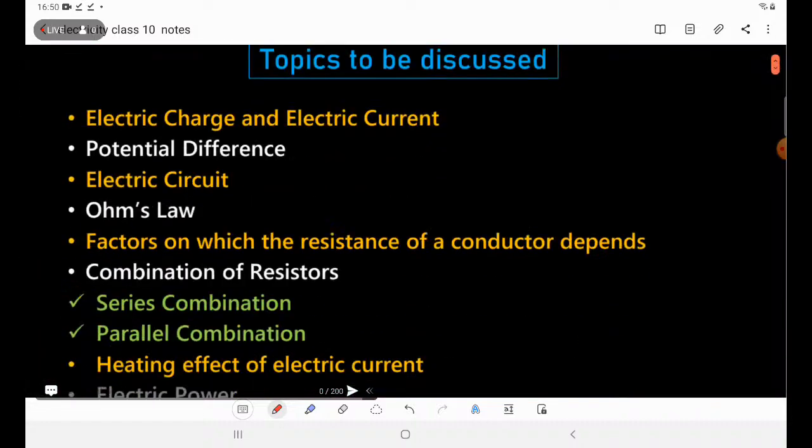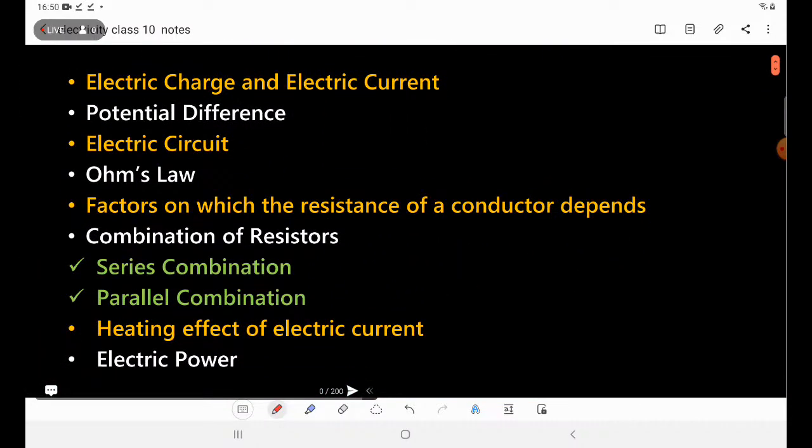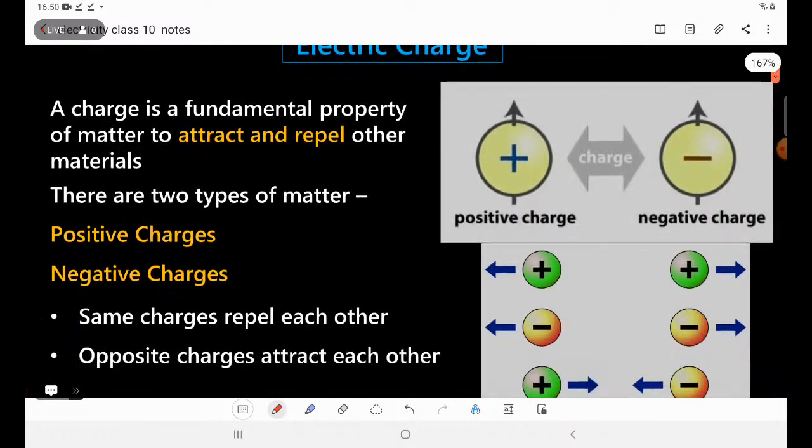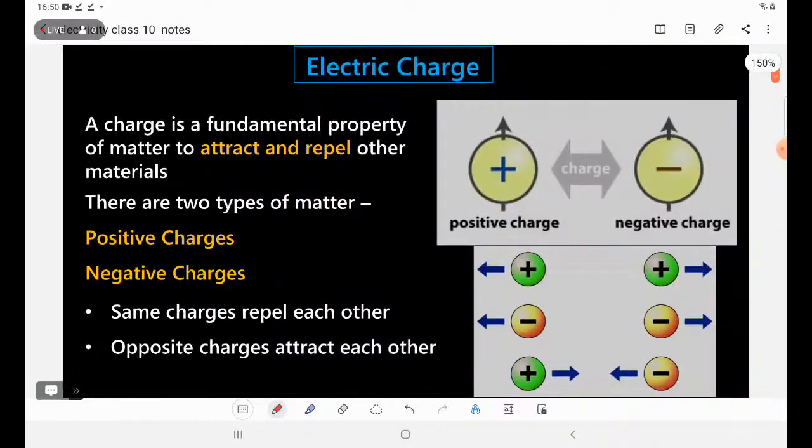Let's start. So today's topics that we are going to be covering are these: electric charge and current, potential difference, electric circuit, Ohm's law, factors, combination of resistors, heating effect, and electric power. Let's start with the first topic, electric charge.